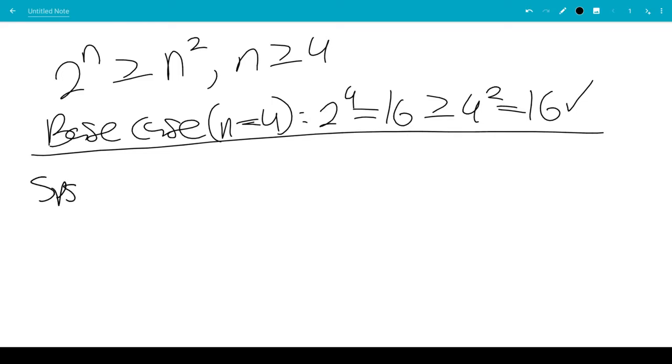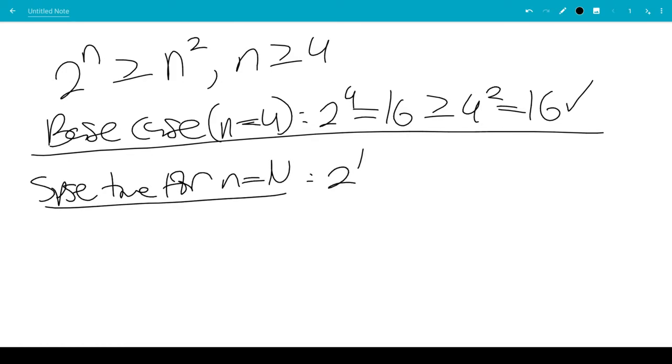So we're going to suppose true for n equals capital N. This means that 2 to the capital N is greater than or equal to capital N squared. This also means that capital N squared is less than or equal to 2 to the N.